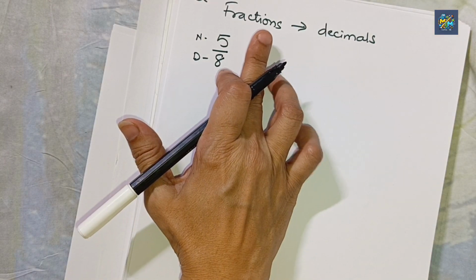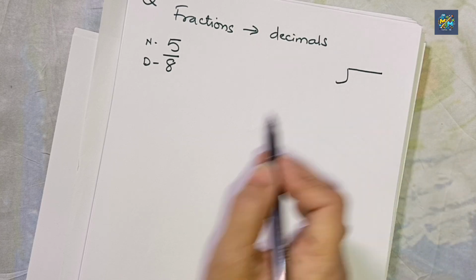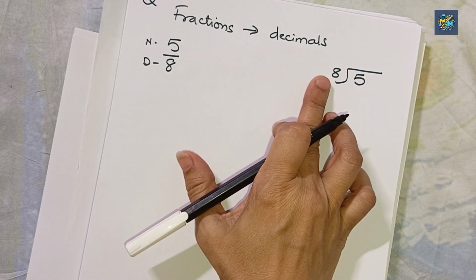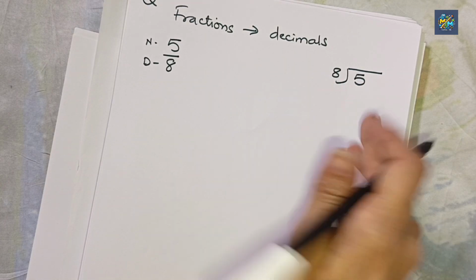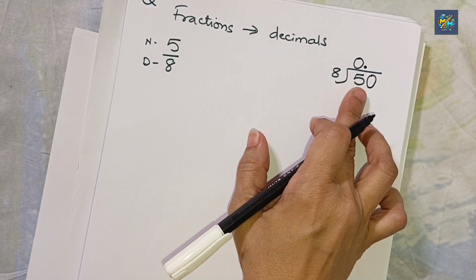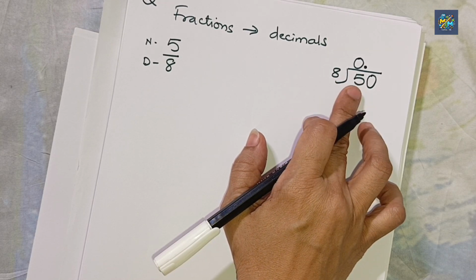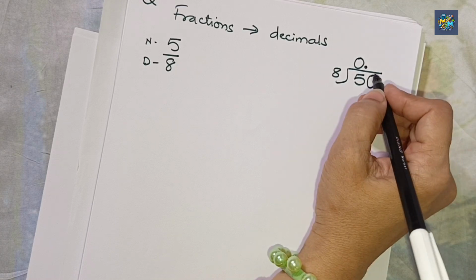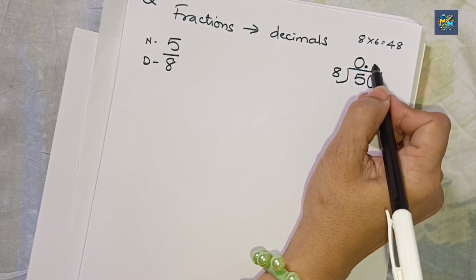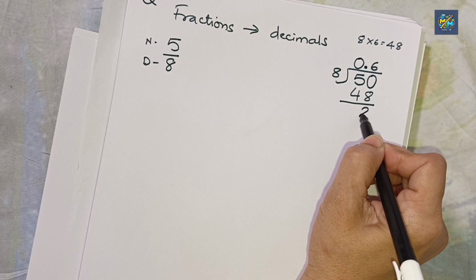For converting fractions into decimals, what we need to do is divide. So 8 is going to be over here and 5 inside. Now obviously 8 is a bigger number than 5. So how am I going to proceed? I will write a 0 and a decimal, so I can make 5 a 50. Now let's see, in the table of 8, is there any 50? No. If not 50, 8 times 6 is 48. So I'll use this 6. 8 times 6 is 48. So here 2 will be left.